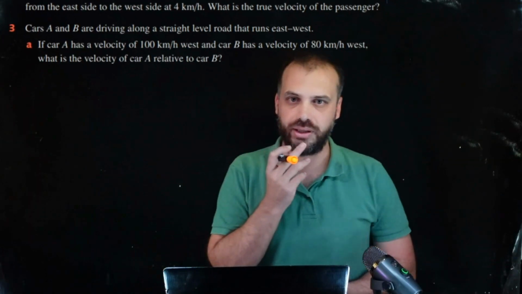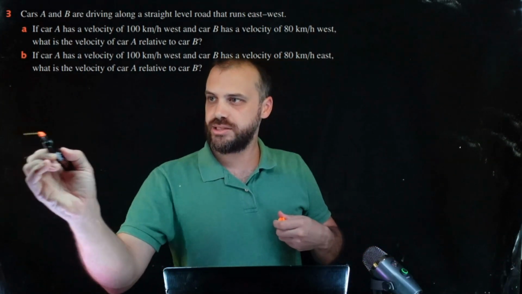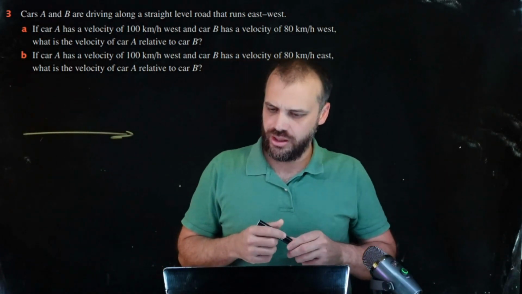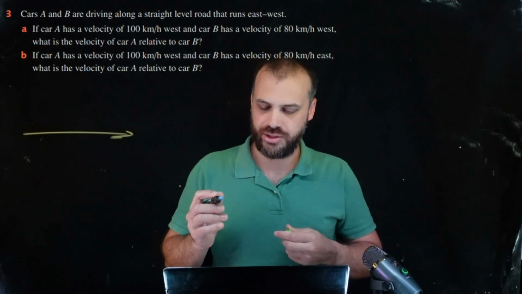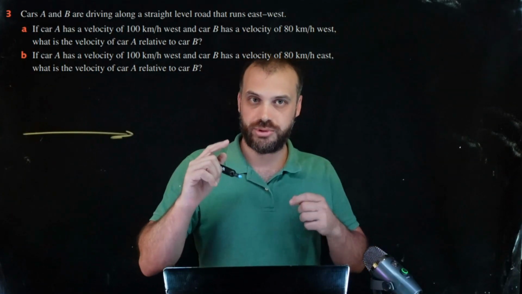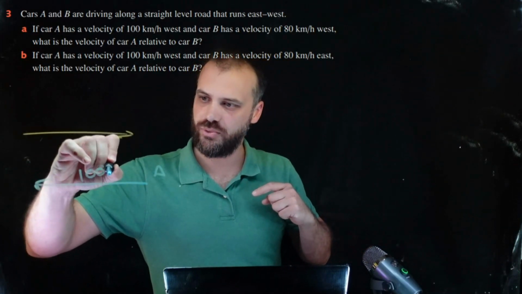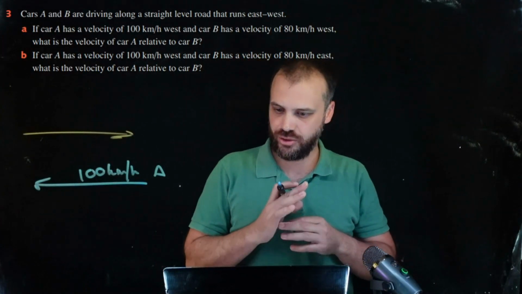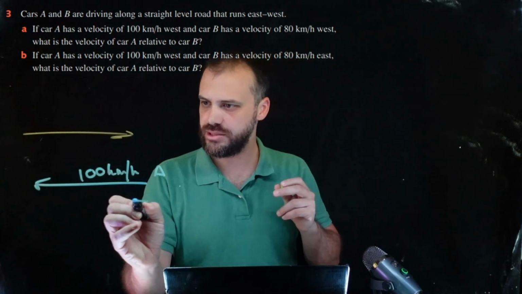All right, here we go. Cars A and B are driving along a straight level road that runs from east to west. I don't know what this question is. I just draw pictures as I go. If car A has a velocity of 100 kilometers an hour west. Okay, so car A is traveling 100 kilometers per hour in that direction. All right, so that's car A with a velocity of 100 kilometers per hour. Car B has a velocity of 80 kilometers per hour, also west.